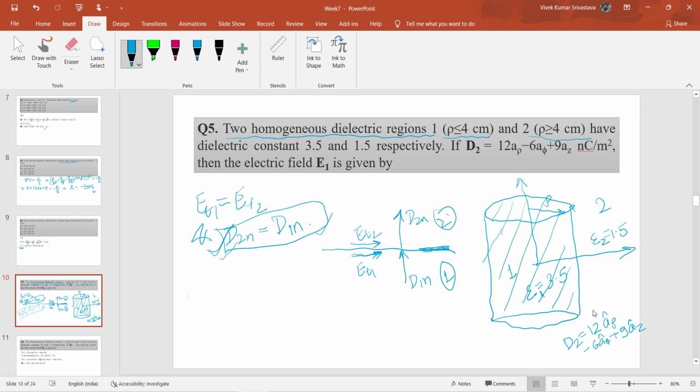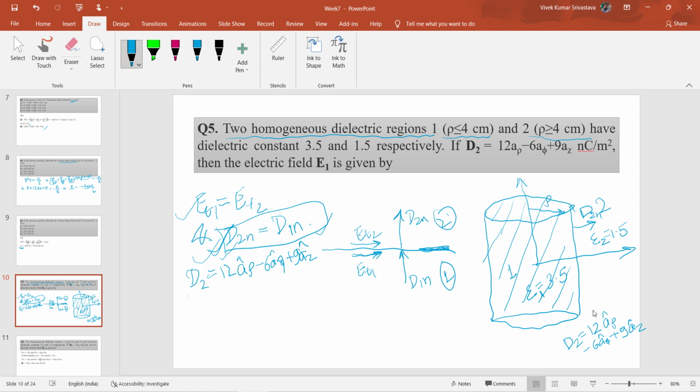Once you understand that at the boundary the tangential component of electric field and the normal component of displacement vector will be continuous, we can use these two expressions for finding out the electric field inside this cylindrical volume. First of all, D2 is given to you, which is equal to 12 a_rho minus 6 a_phi plus 9 a_z.